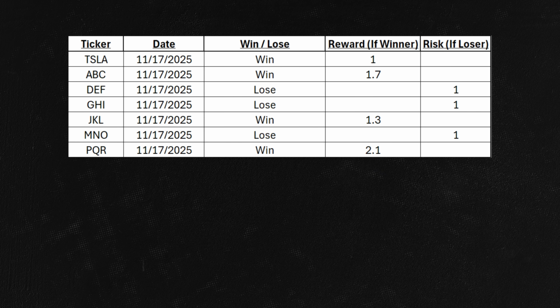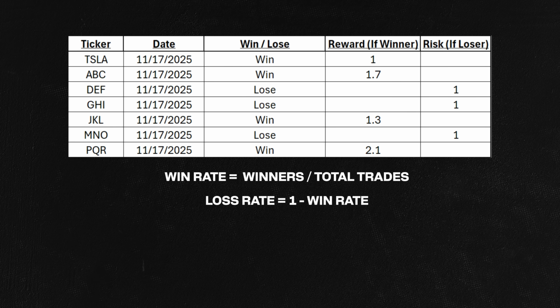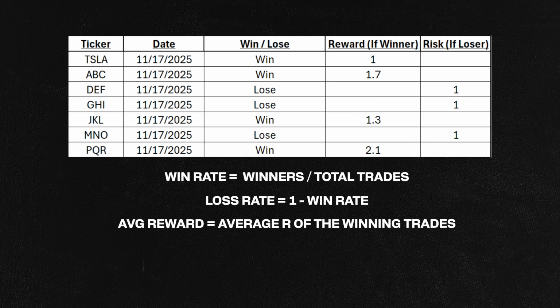Once I have the data, I calculate the win rate, which is the number of winners divided by the total trades, the loss rate, which is 1 minus the win rate, the average reward, which is the average R of the winning trades, the average risk, which is always 1R because that's how we defined it, and now I can finally calculate expected value.